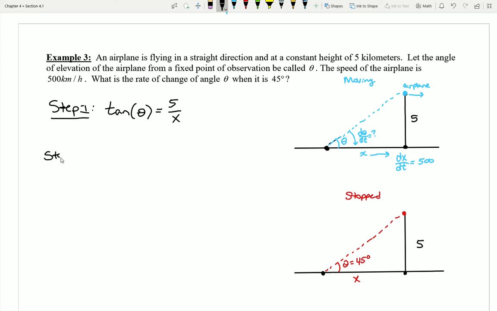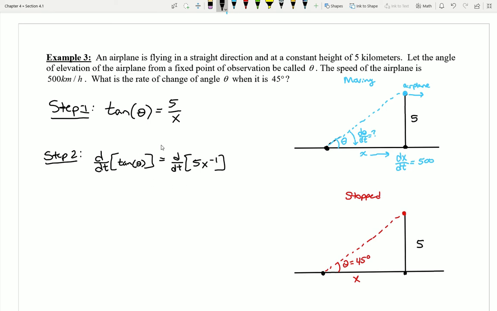Now, if I wanted to go to step 2, I would have to go ahead and take derivatives of both sides of this equation with respect to the variable of t. So I'll take the derivative of the tangent of theta, and then on this side, I'm going to be taking the derivative of, notice I could rewrite that side as 5 times x to the negative first power.